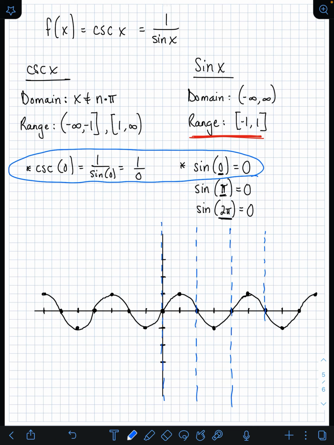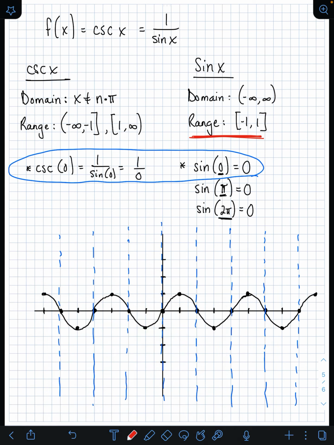And anywhere else that the sine wave touches the x-axis, cosecant of x is going to have a vertical asymptote. Now, in between, it's just a matter of tracing what sine of x does.